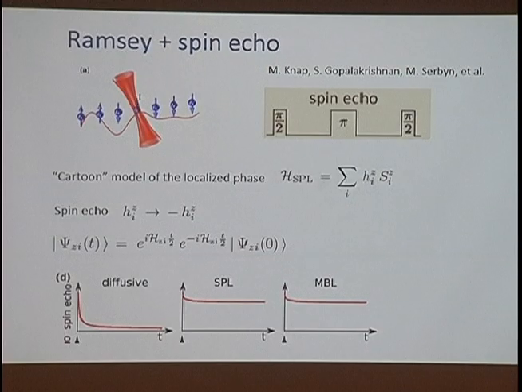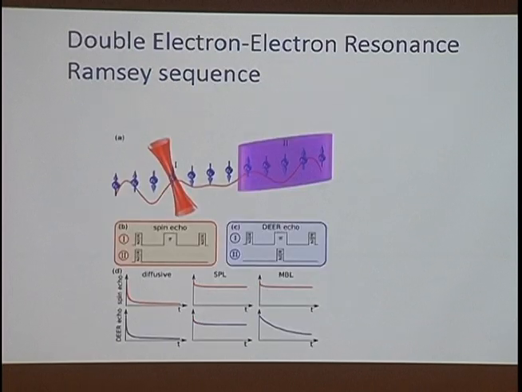So clearly this can help us to distinguish localized phases from delocalized diffusive phases, but that is not the full story, because it doesn't help us to separate single particle localization from many-body localization. So in order to distinguish the two types of localization, we have to do something more elegant. And this is, again, borrowing an idea from NMR. It's the idea of so-called DEER, double electron-electron resonance.